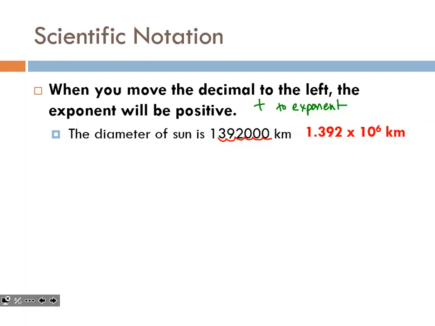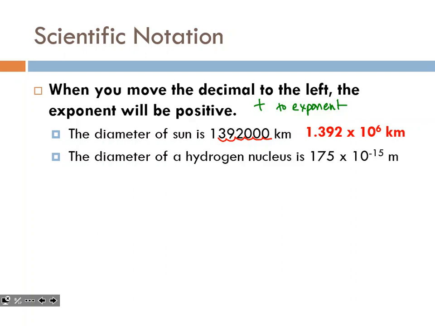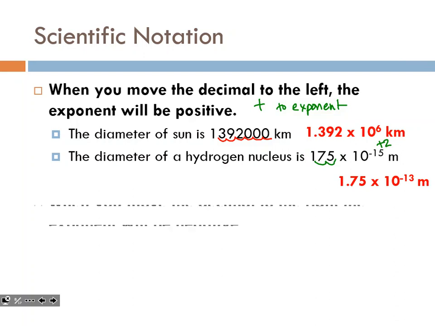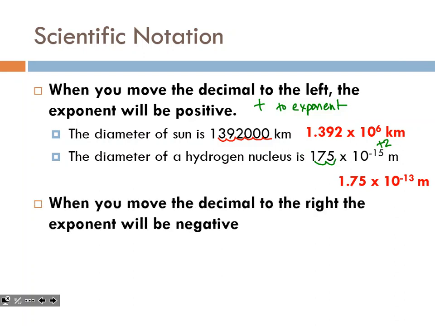Now the next example, as I said, this one already has an exponent. So if we're moving it 2 to the left, we're going to add to the exponent. 1, 2, add to the exponent, so that's going to be what? Negative 13. 1.75 times 10 to the negative 13. Okay, not hard. When you move the decimal to the right, the exponent will be negative, or you're subtracting from the exponent. In that case where you already have an exponent, subtract from the exponent.